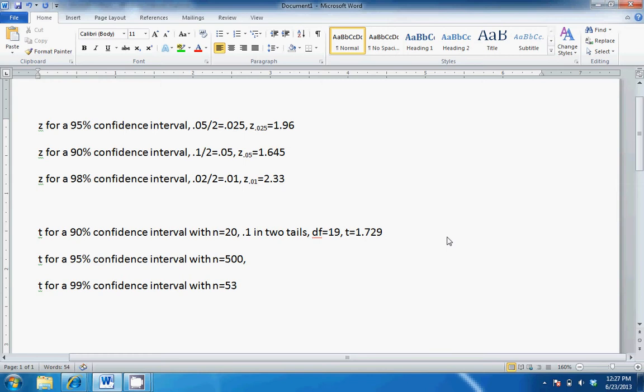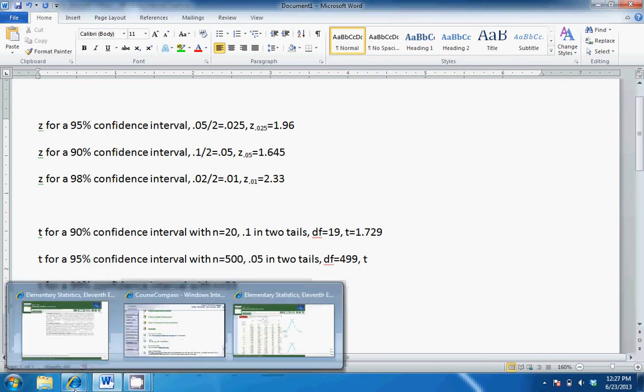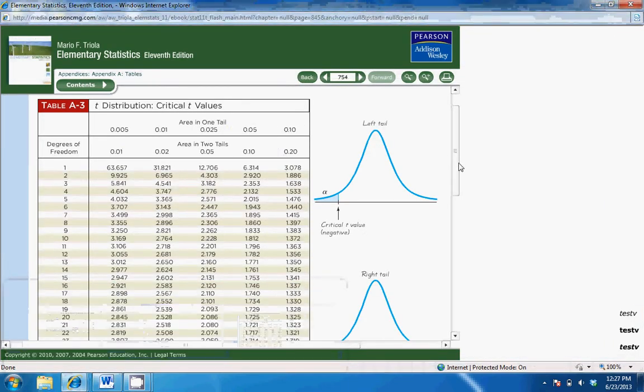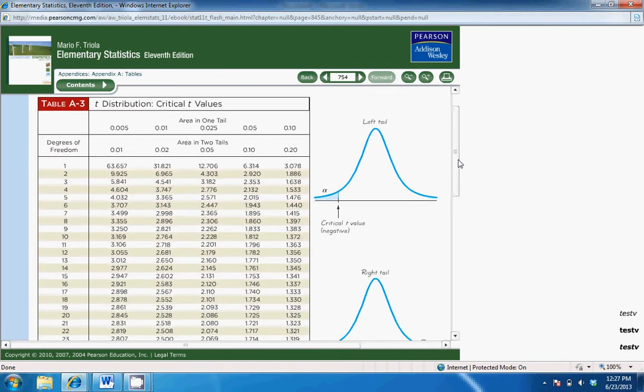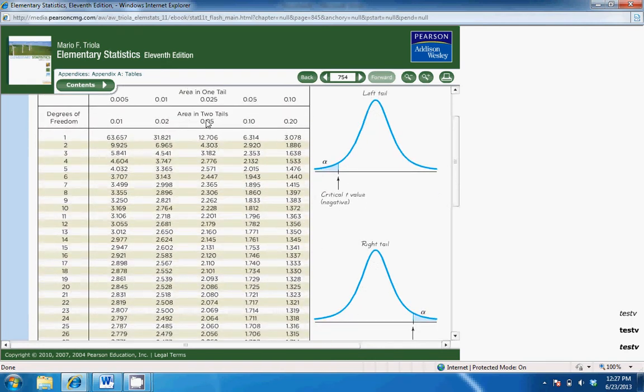Alright, for the second one is a 95% confidence interval, so that means we've got 0.05 in two tails, and our degrees of freedom would be 500 minus 1, which is 499. Now 499 is not exactly on the table, so we're just going to look for the next closest thing. So we're going down, so 0.05 is the area in two tails, and we'll go find the closest thing to 499, which is going to be 500.